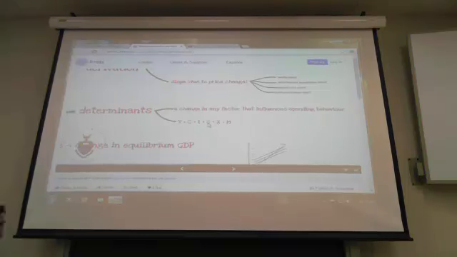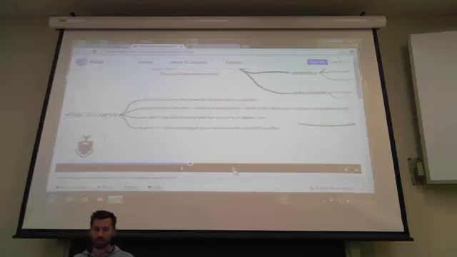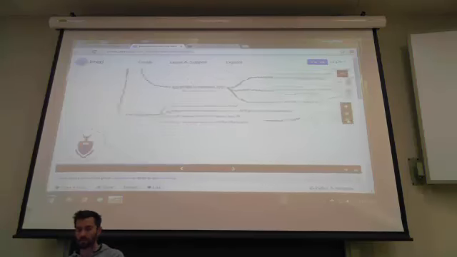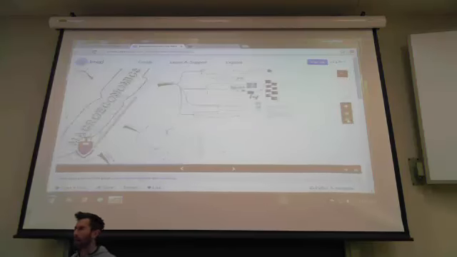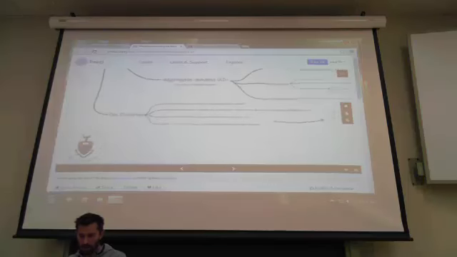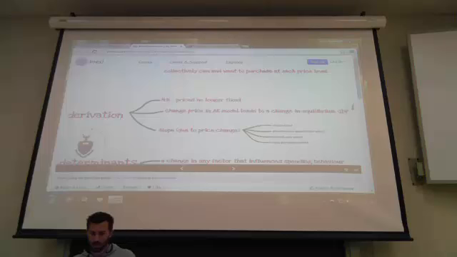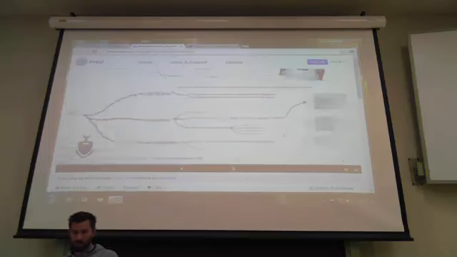So the determinants are the same as the determinants of aggregate expenditure. And then that's it. That's aggregate demand in a nutshell. Oh no, wait. There's one thing that I did not talk about, and I'm not sure why I skipped it. Yeah, slope.